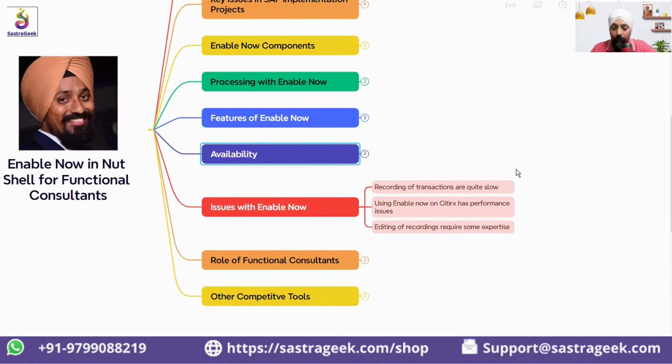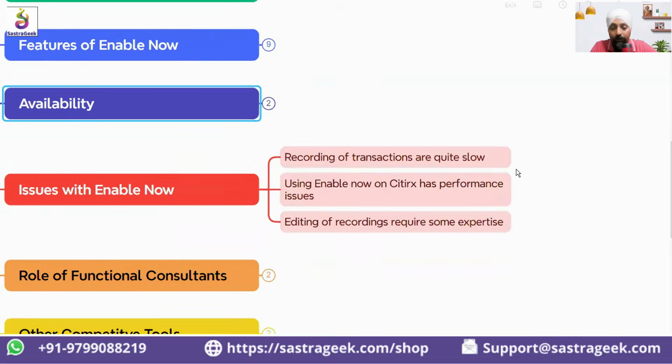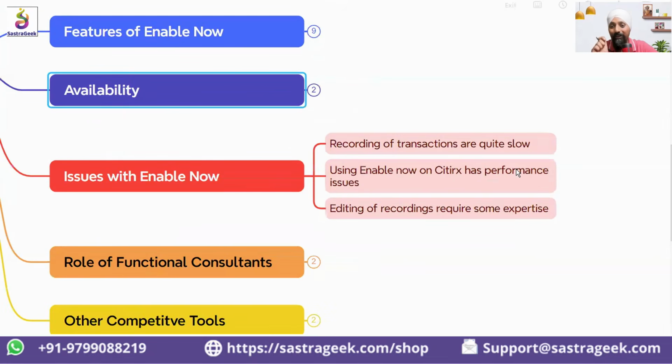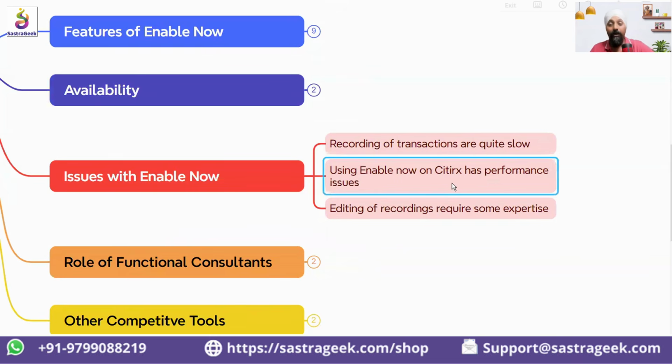Issues with Enable Now. Recording of the transaction is quite slow. Okay, for recording, have some patience. Don't say, okay, this is very slow, because it is doing a lot of things. Recording would be slow. Major problem will come if you're using Citrix. Many of the clients give you access through Citrix.